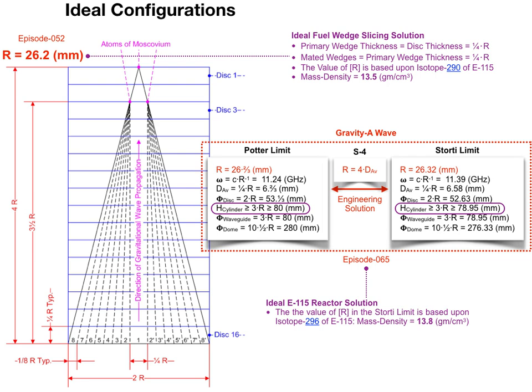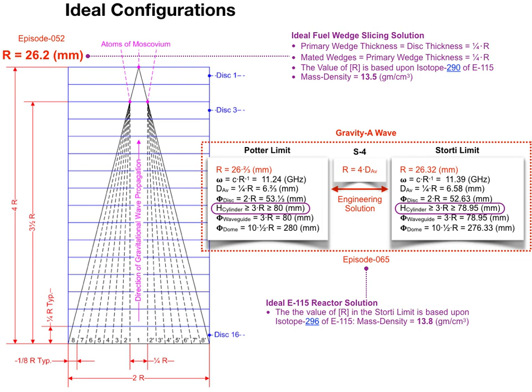As you can see on screen, we have provided solutions pertaining to different isotopes of element 115. Moreover, we have emphasised the cylinder heights in the Potter and Storti limits as being greater than or equal to 3R. This boundary condition relates to the minimum 12-disc primary wedge manufacturing solution asserted by Emeritus Professor Paul Edwin Potter in his book titled Gravitational Manipulation of Domed Craft.